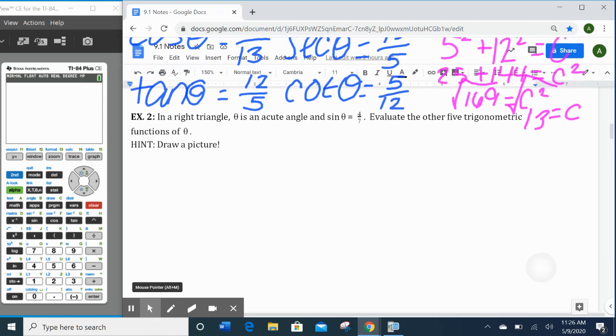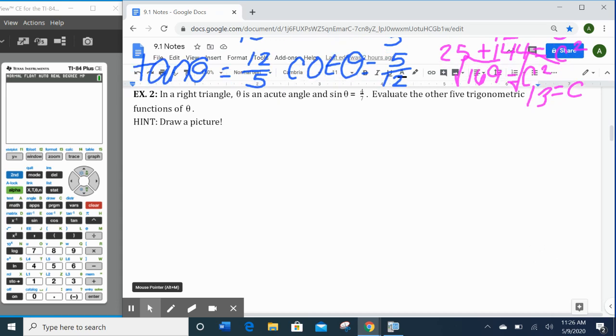Number 2 says, in a right triangle, theta is an acute angle and the sine of theta equals 4 over 7. Evaluate the other 5 trigonometric functions of theta. And I say draw a picture.